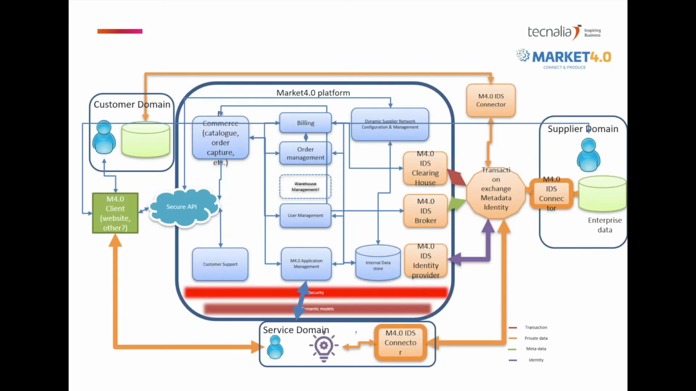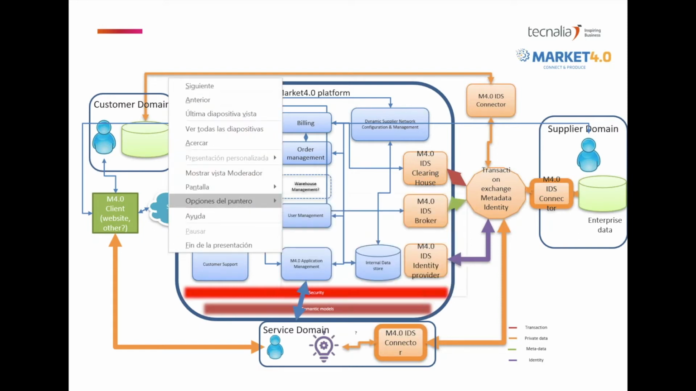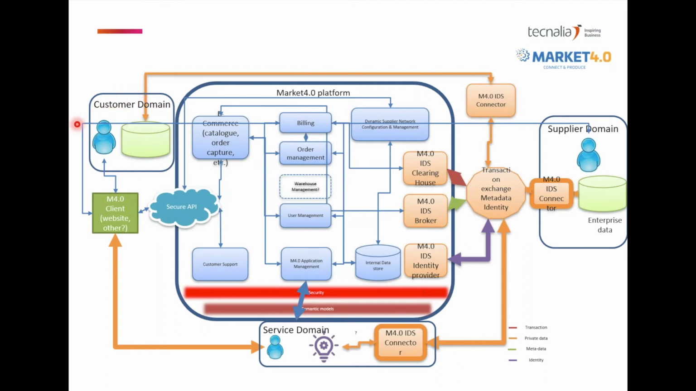So this is a sketch of Market 4.0, where we see on the left-hand side the customer, not only the customer himself, a person, but also the customer as a data repository. We have on the right-hand side a supplier of equipment, not only the person, but also data. And we have services, not only persons, but also applications. So the idea is that the services can help in the relation between customer and supplier.